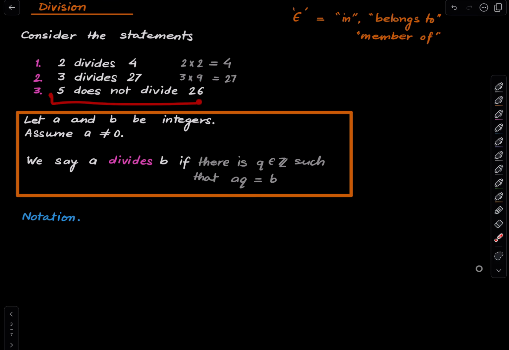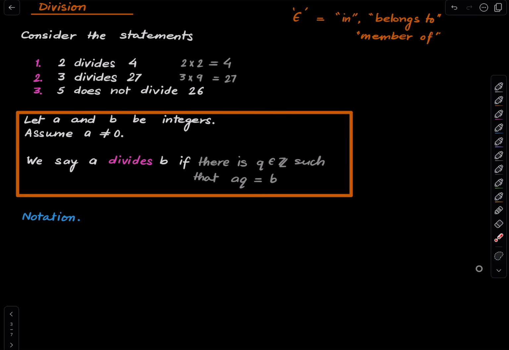Lastly, 5 does not divide 26. There is no integer which you multiply by 5 which can give you 26 as the output. 5 times 1 is 5, times 2 is 10, times 3 is 15, times 4 is 20, times 5 is 25, times 6 is 30. 26 doesn't come in the way.